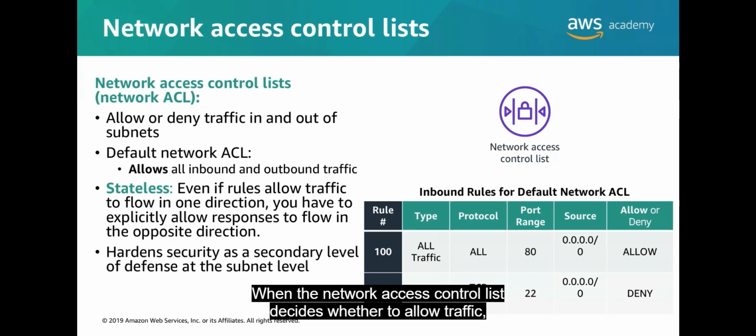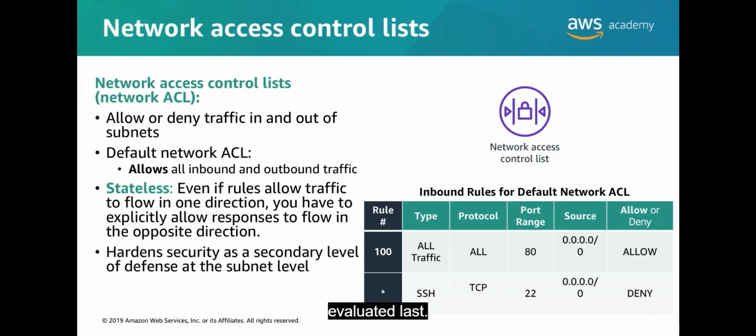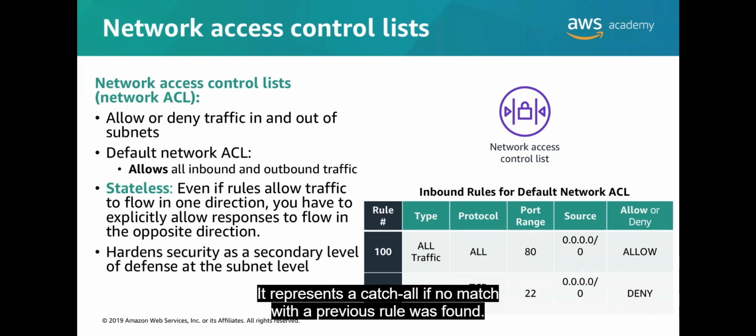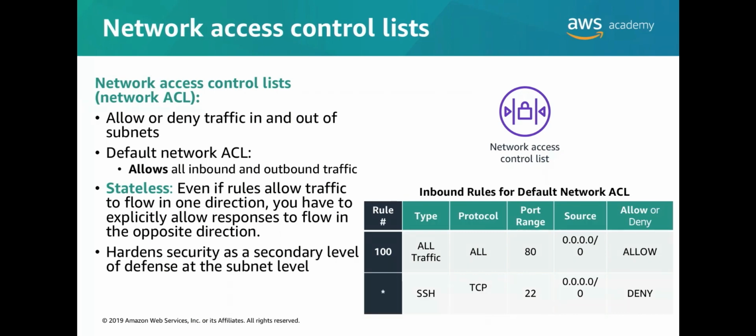When the Network Access Control List decides whether to allow traffic, the rules are evaluated in ascending order of the rule number. The special rule number that is represented by an asterisk is evaluated last. It represents a catch-all if no match with a previous rule was found.